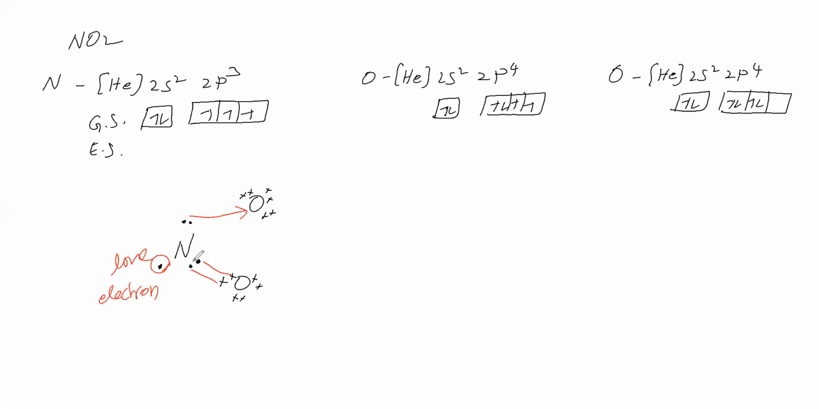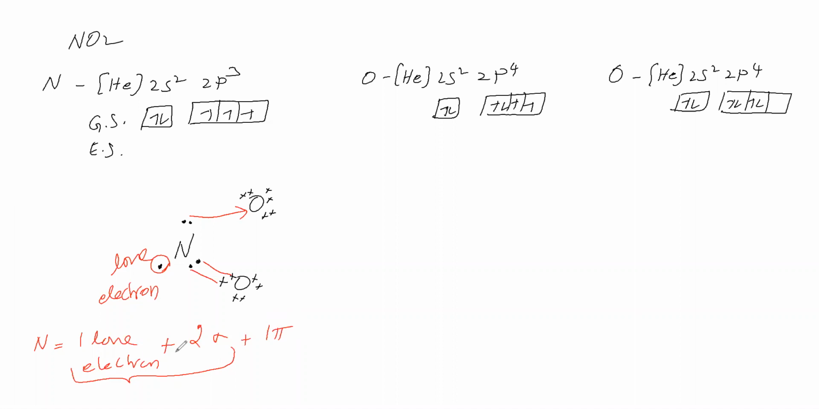Now this nitrogen has one lone electron. Two sigma bonds are present, and one pi bond is present. Therefore, for one lone electron we have to give one hybrid orbital. For two sigma bonds we have to give two hybrid orbitals. For the pi bond a hybrid orbital is not required, we have to give a pure orbital. Therefore, nitrogen is providing three hybrid orbitals and one pure orbital.